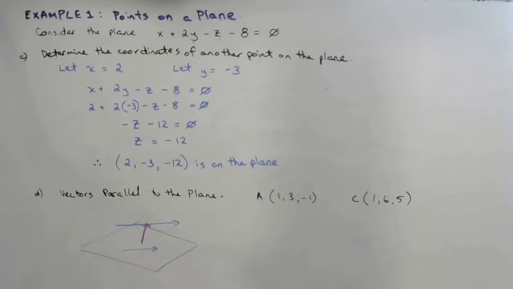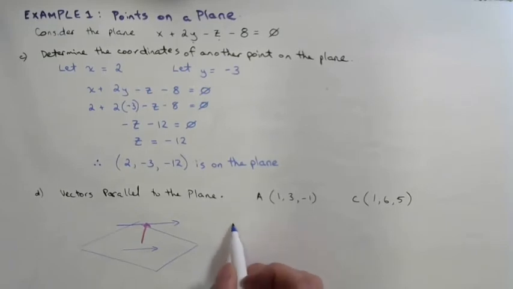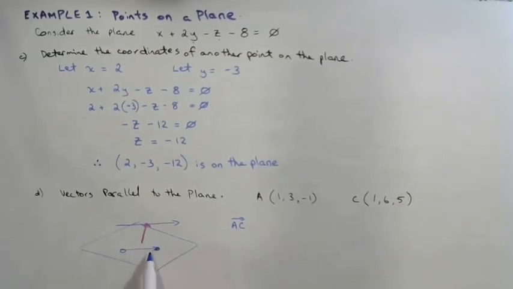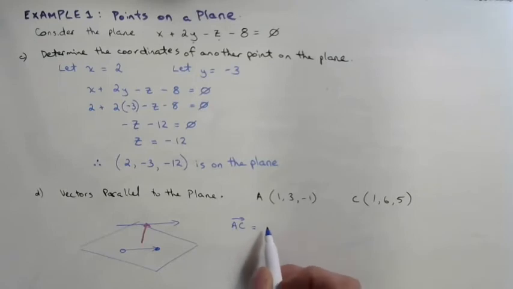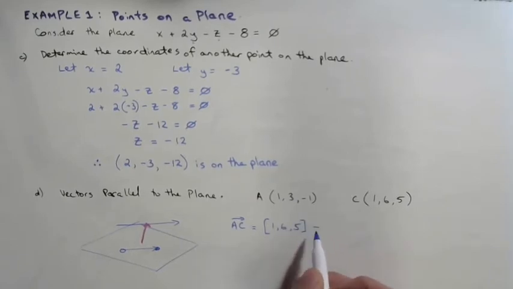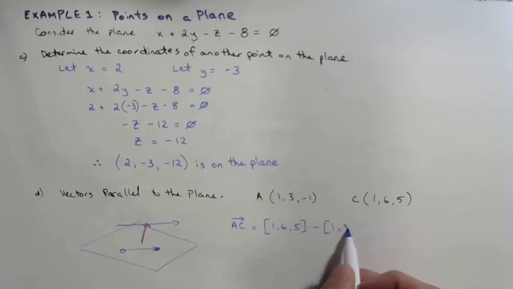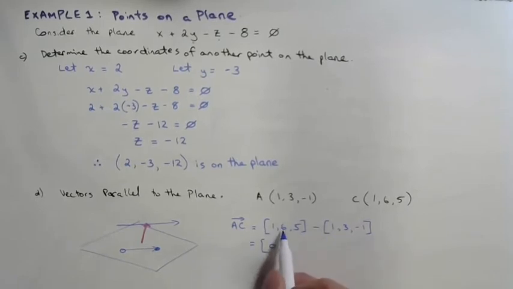So one really easy vector that we can come up with that is parallel to the plane is the vector AC. And that's because A and C are both on the plane. So in effect, we're just taking a vector between 2 points on a plane. That vector is on the plane. It therefore is parallel to the plane. So to find the vector AC, we're going to go from A to C. So we're going to take the coordinates of C and subtract A, 1, 3, -1. And the vector AC then is 1 minus 1, 6 minus 3, 5 minus -1. And this is now a direction vector parallel to the plane in question.